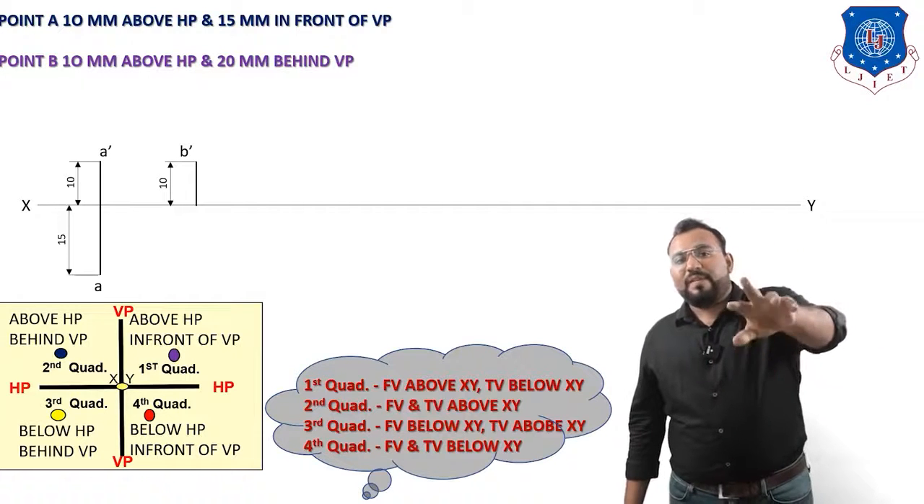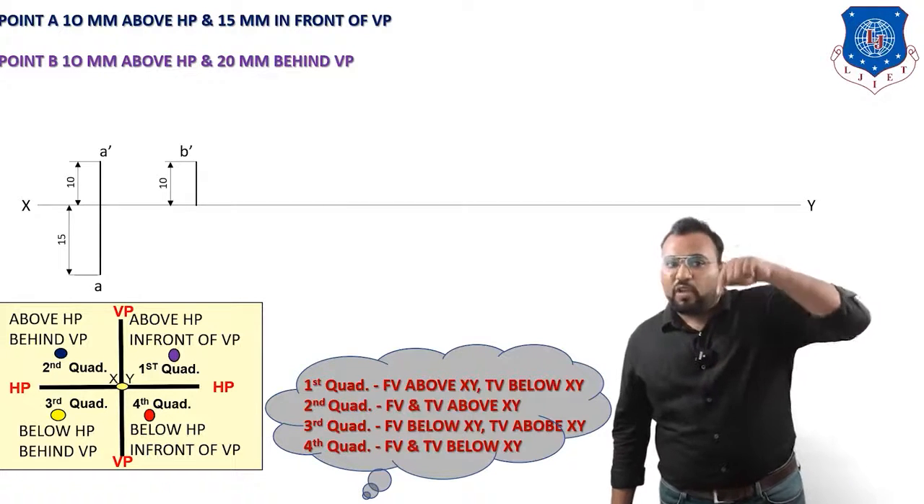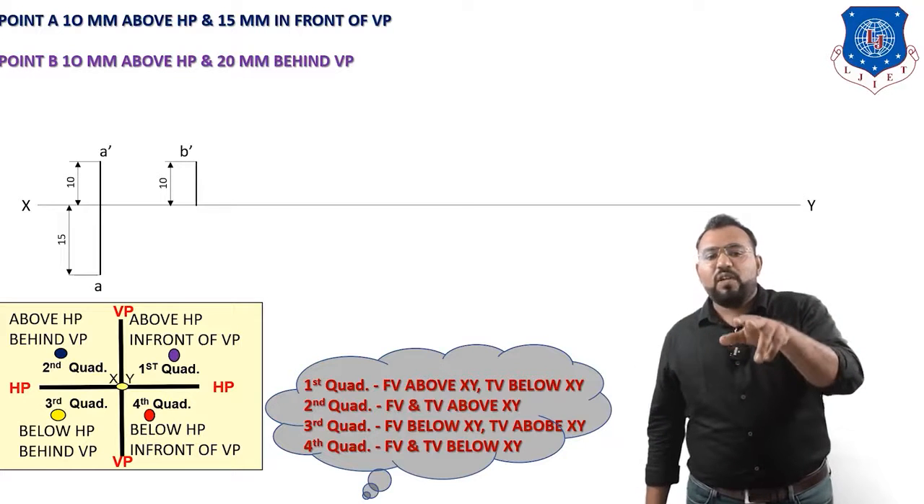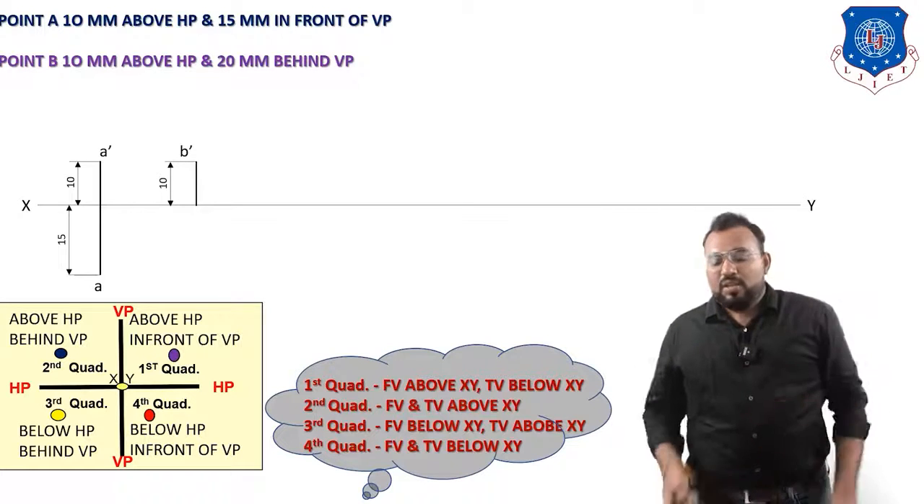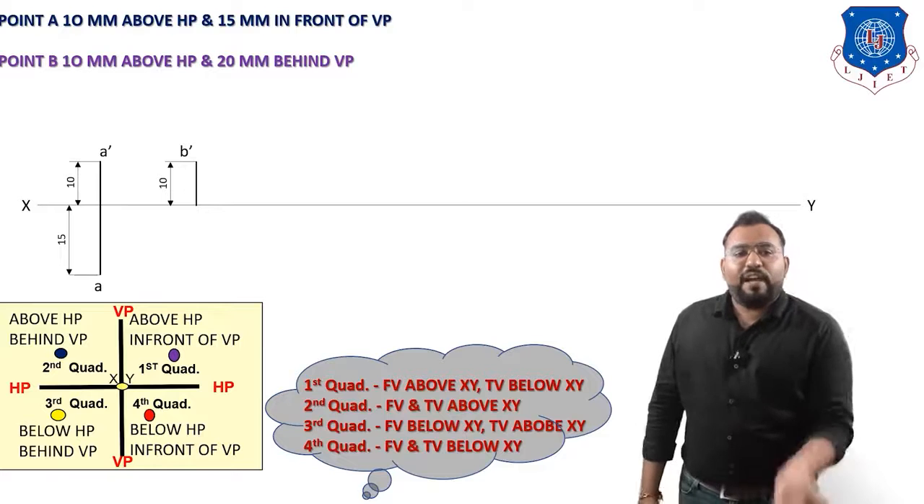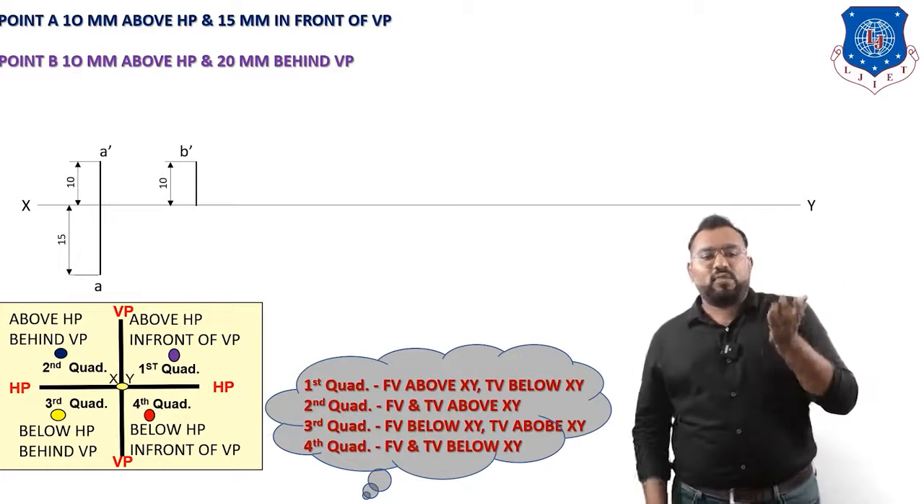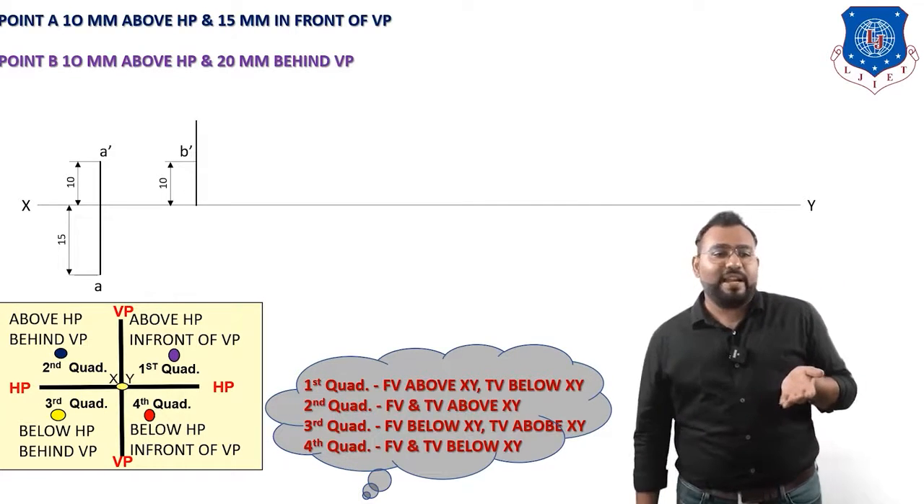So behind VP, 20 mm behind VP. Behind VP means it's talking about the top view. So in the second quadrant, the top view is also above the XY line. So we have to draw a 20 mm vertical line which is above XY. So let's draw a 20 mm vertical line like this.